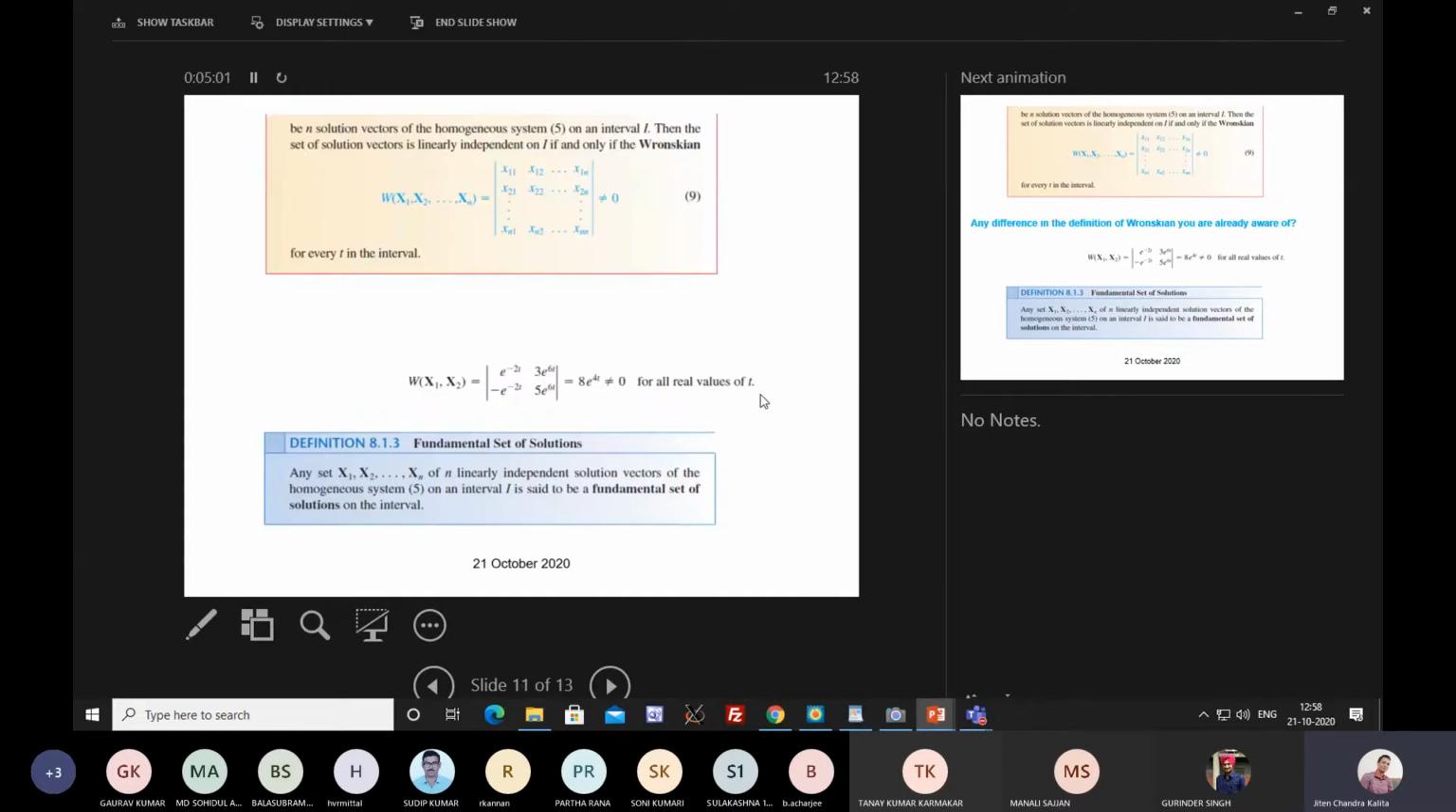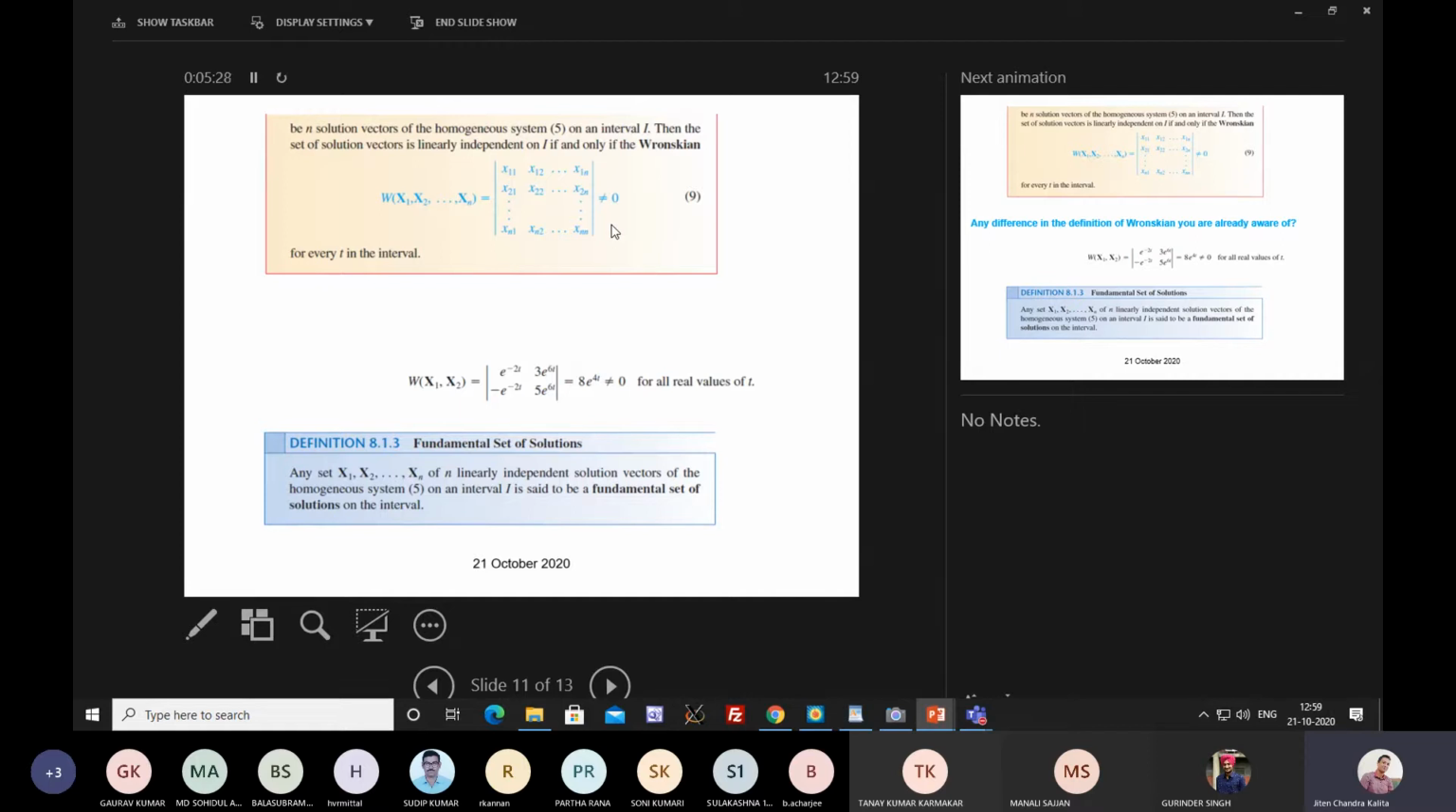Okay, fine. So now the Wronskian definition is simply this: you consider a matrix whose columns are nothing but the solution vectors x1, x2 up to xn, right? And if you take their determinant, it is called the Wronskian of x1, x2 up to xn. That is the difference.